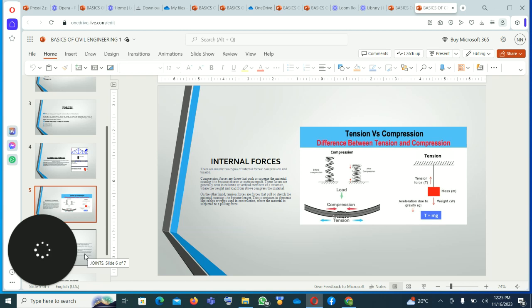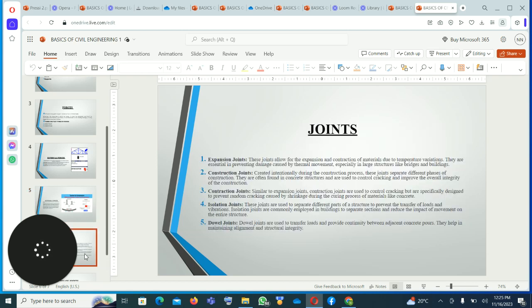After looking at the types of forces, now we'll go to the joints. On the joints, there are at least 5 types of joints. That is the expansion joint, construction joints, contraction, isolation, and the dowel. Okay, the expansion joints allow for expansion and contraction of materials due to temperature variation.